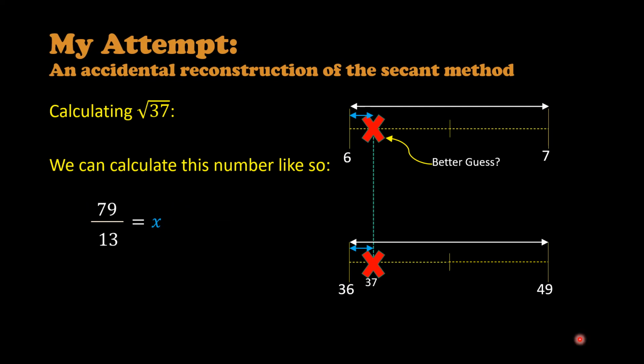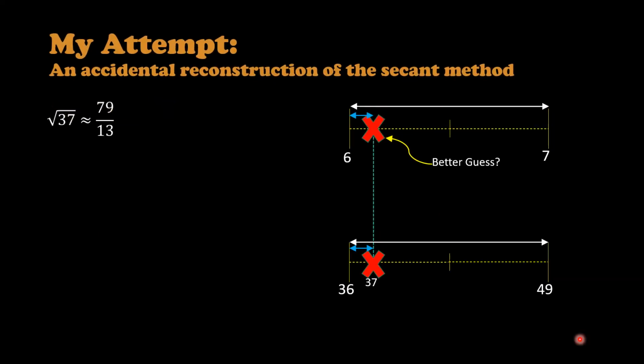It's related to the bisection method because we're picking a point in between our lower bound and upper bound, but we're making a more refined guess than what we did originally. Okay, so we've now got a good approximation for the square root of 37: 79 over 13. An important question whenever you're approximating things is, how good is this approximation? Well, if we write 79 over 13 as a decimal, we get this. That doesn't really tell us anything.